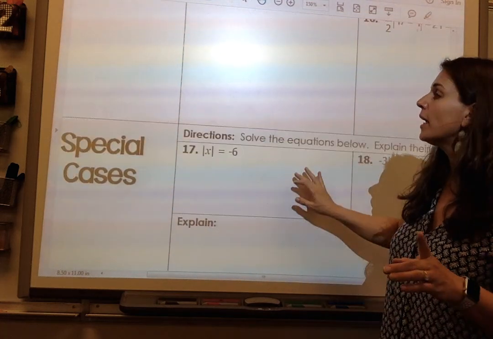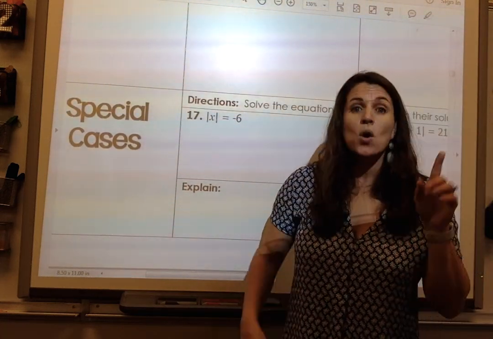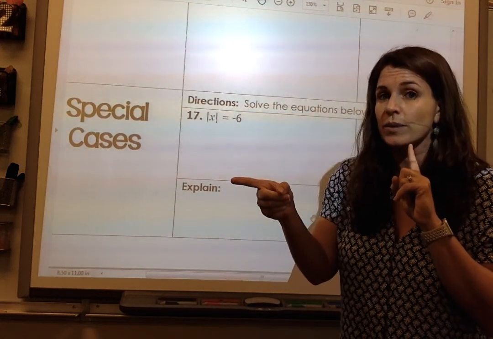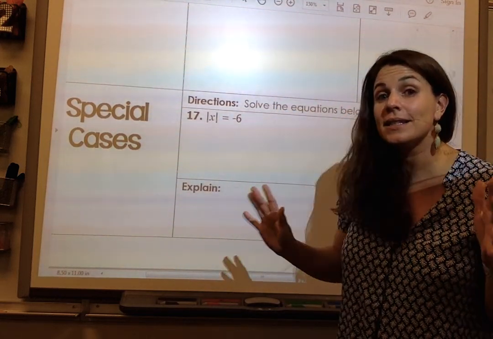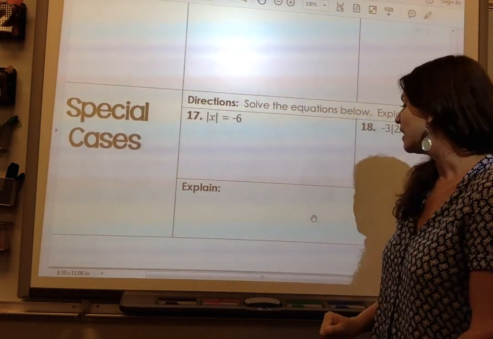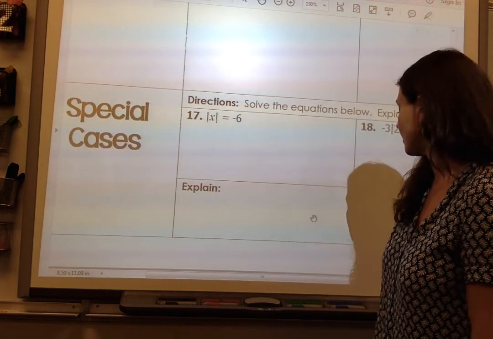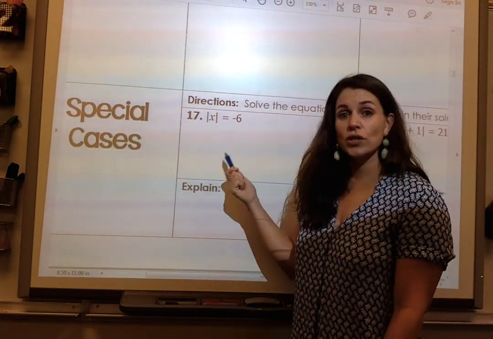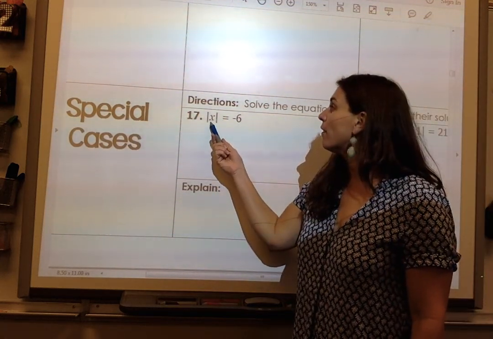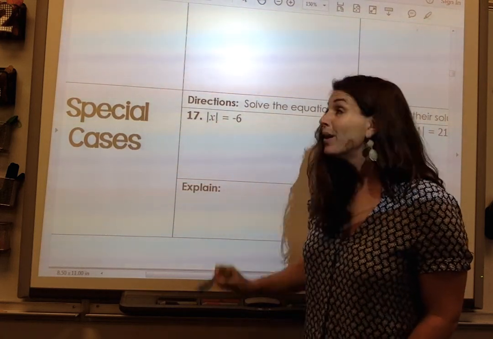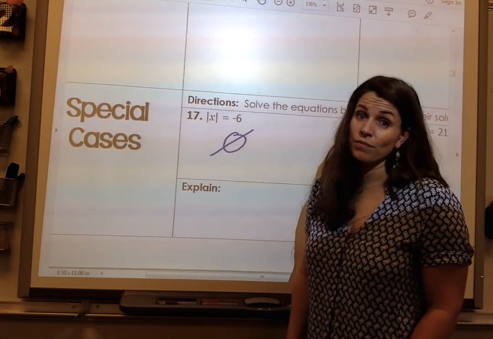Okay, now, here is a special case. Remember what absolute value means. Absolute value means it's the distance from 0 on a number line. So can distance ever be negative? No, it can't. So you will see one of these on a quiz. You will see one of these on a test. Is this a true statement? Can any value of x in here with the absolute value ever be negative? No. No solution. No solution.